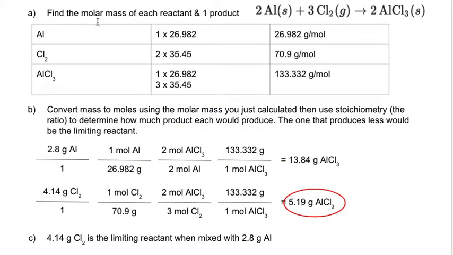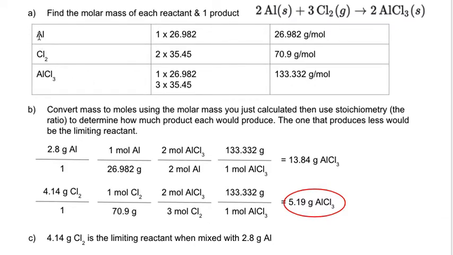Step one is to find the molar mass of each reactant and one product. In this case, we only have a single product, but in some of your example problems or practice problems, you might have more than one product. Based on the question, determine which product you should find the molar mass for. So I find the molar mass of all three of my different compounds.